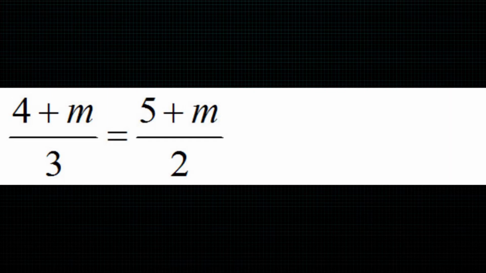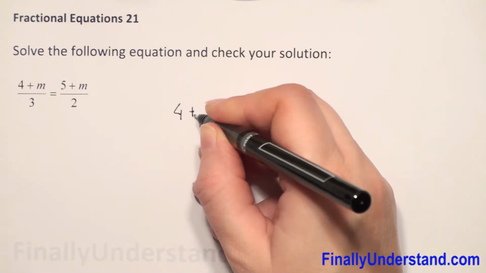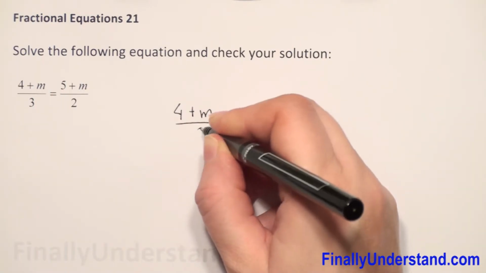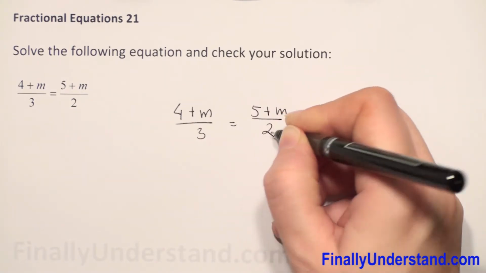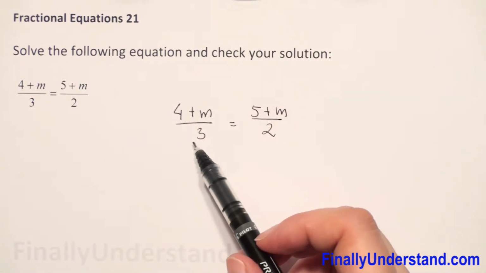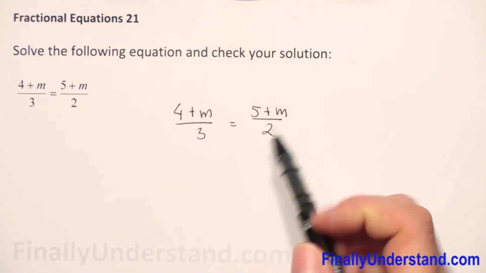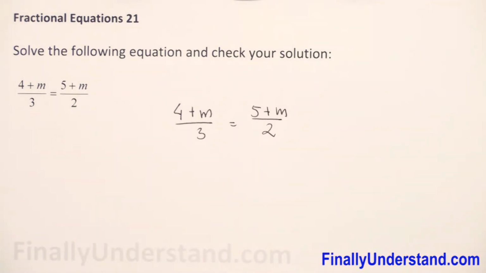We have a given fractional equation. Let me copy our example first. We have (4 plus m) over 3 is equal to (5 plus m) over 2. Because we have a fraction on the left side and on the right side, we have a proportion here.